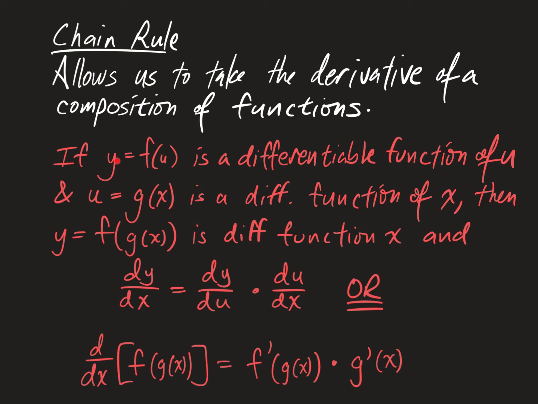Well, if you have a function y equaling f of u, and it is a differentiable function of u, and you have a function u, that same u up here, equal to g of x, and that is a differentiable function of x, then y equals f of g of x, which you can see by substituting g of x in for u up here. This whole expression then is a differentiable function of x. And we have these two conclusions down here.